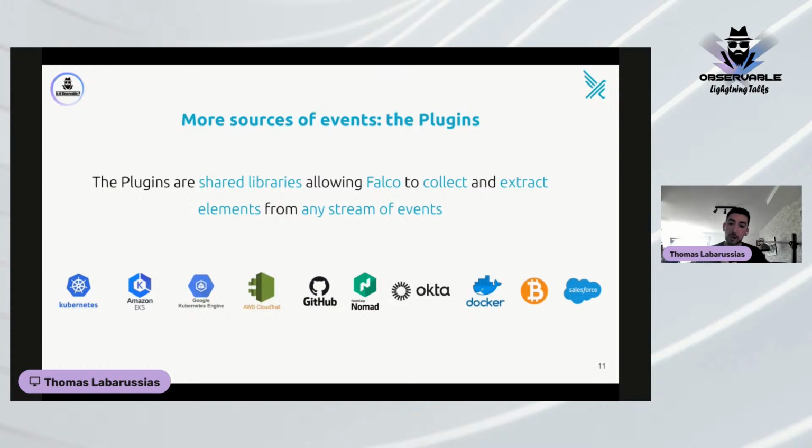We also have CloudTrail for Amazon, GitHub webhooks, Nomad. We developed that plugin with HashiCorp directly. Okta, Docker, Bitcoin. It's just something to demonstrate that Falco can subscribe to any WebSocket and get events like that, and also more.